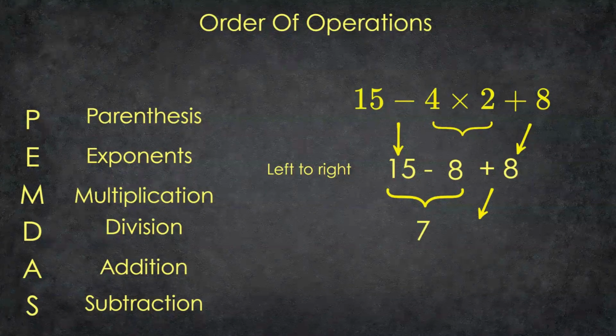So we are going to do the 15 minus 8 part first, which is 7. And then we are going to bring down that plus 8. So now our last step is going to be completing the 7 plus 8. And notice every time I do a new step, I bring it into a new line so I can solve. 7 plus 8 is going to be 15. So 15 minus 4 times 2 plus 8 gives us an answer of 15.